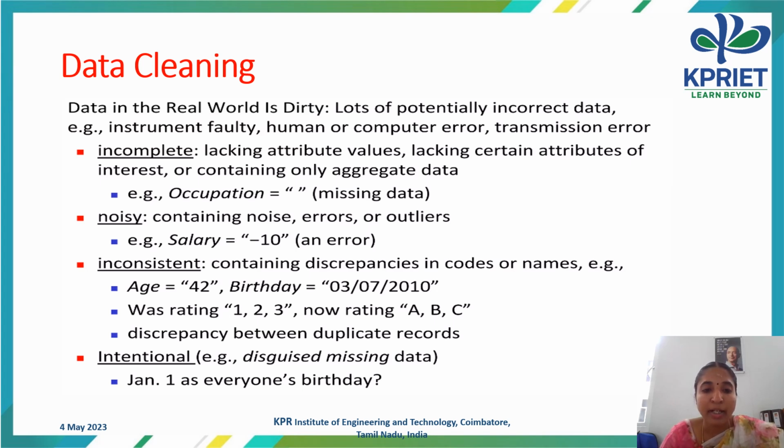And inconsistent data, for example, the birthday is 03/07/2010 but his age is 42. It is irrelevant and inconsistent, so this type of discrepancy between the data has to be identified and then removed. And finally, intentional data, which is discussed as missing data. For example, Jan 1 is everyone's birthday. No, it is celebrated as New Year. The removal process for this kind of data is said to be data cleaning.